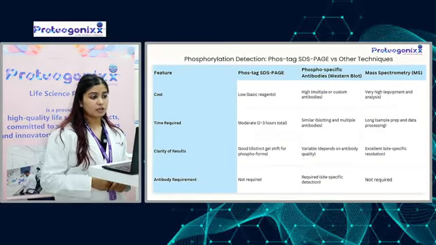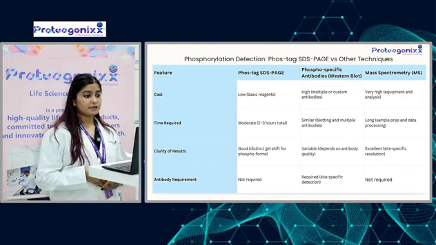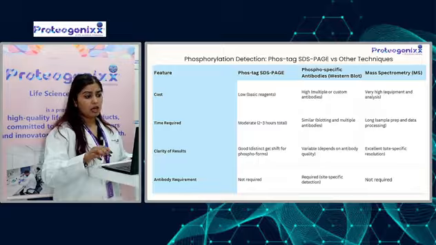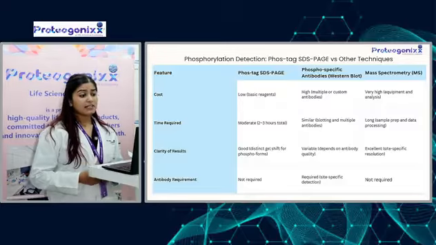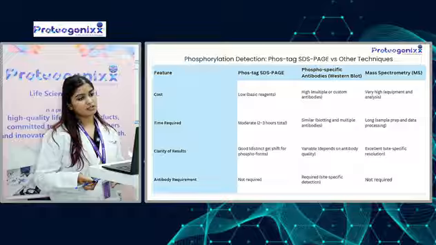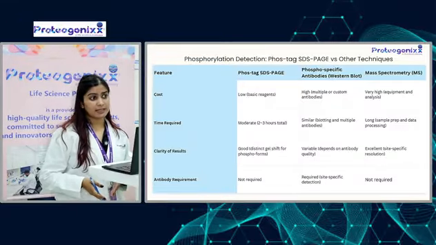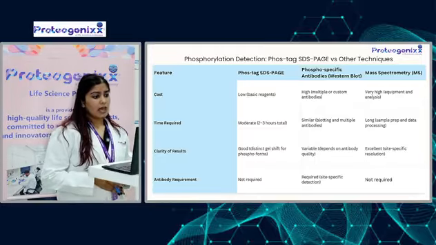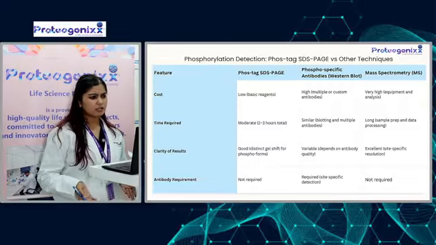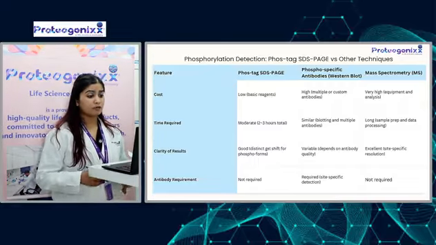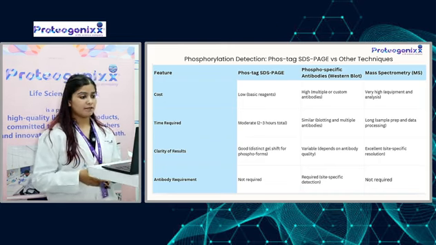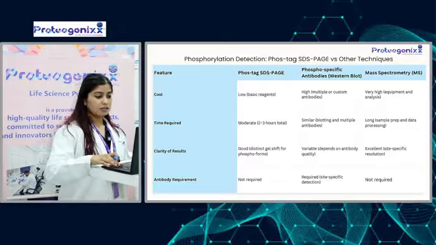Now, this table compares the three techniques, Phos-tag SDS-PAGE versus Western blot versus mass spectrometry. Coming to the cost, Phos-tag is very cost effective because we don't have to use antibodies, and you already know that for Western blot we have to use customized antibodies, which is very costly. The time required for SDS-PAGE is 2 to 3 hours, which is comparable to the conventional SDS-PAGE, but we don't have to do the Western blotting and other processes. We can just do CBB staining after that to check the phosphorylation levels.